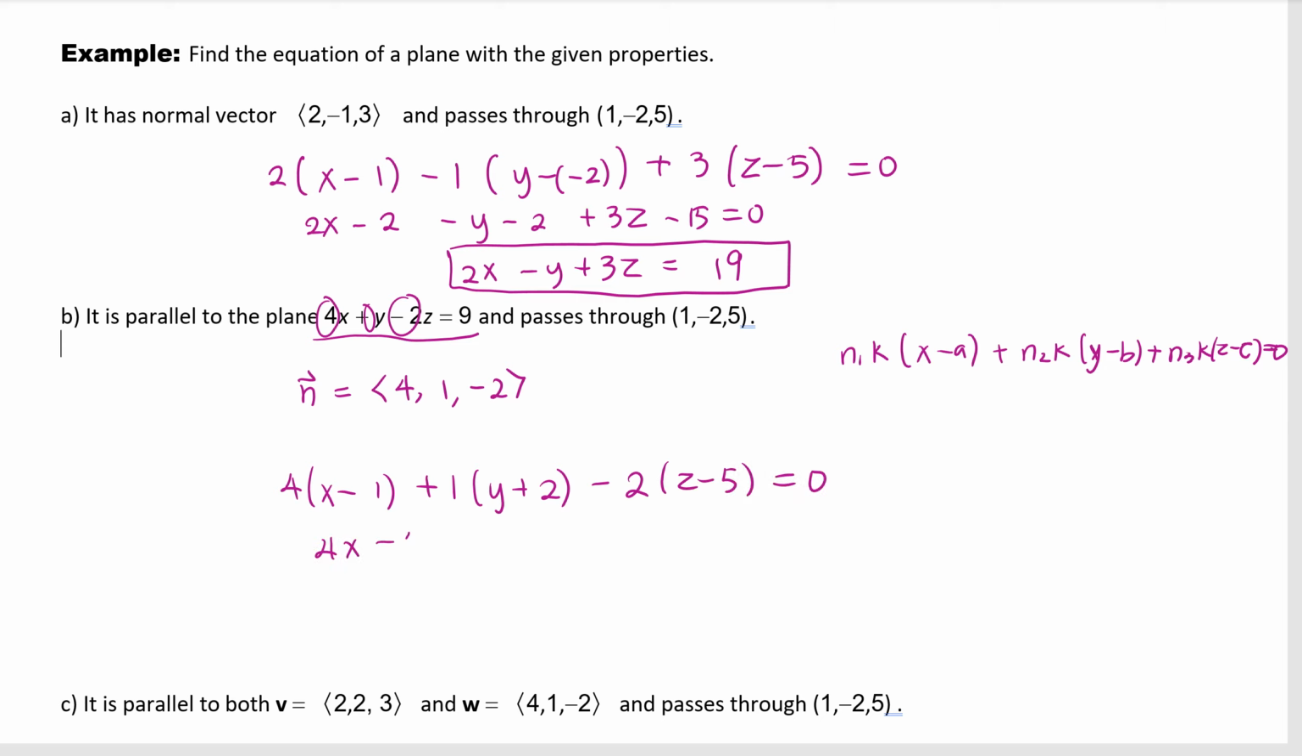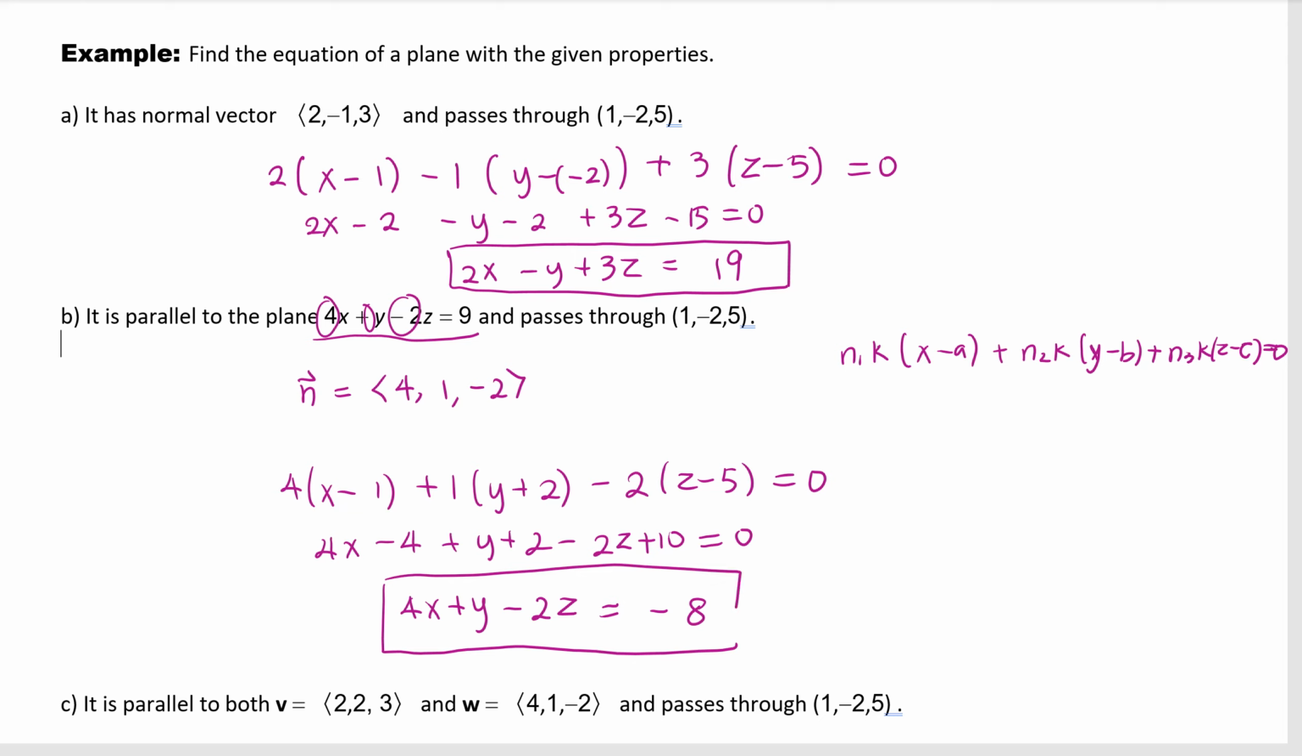Let's distribute it. So we have 4x, y, 2z. How about the constant? Minus 4 plus 2 is minus 2. Minus 2 plus 10 is 8. But when we move the 8 to the other side, it becomes minus 8. So this is our answer. So far, so good, everybody? Let's continue.